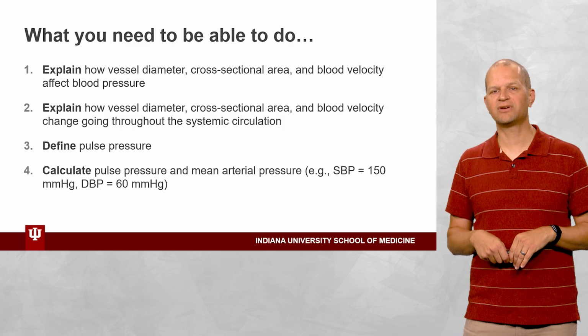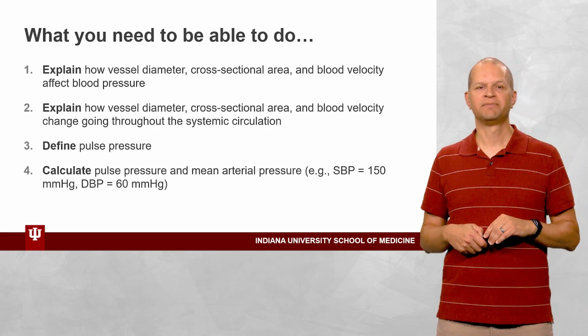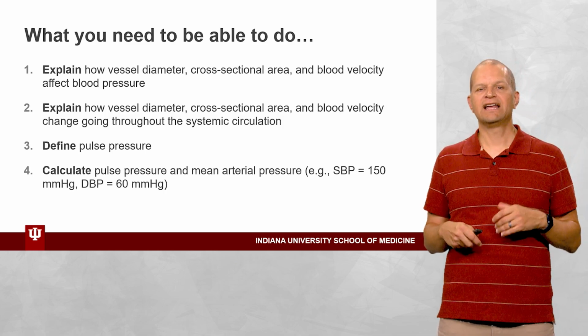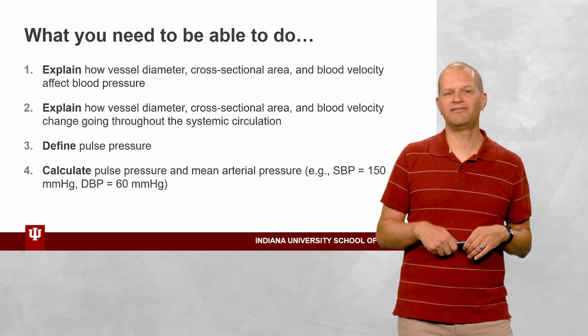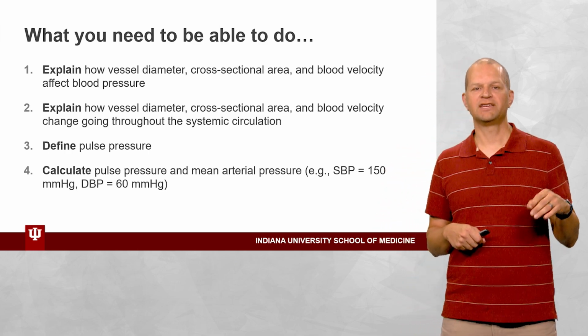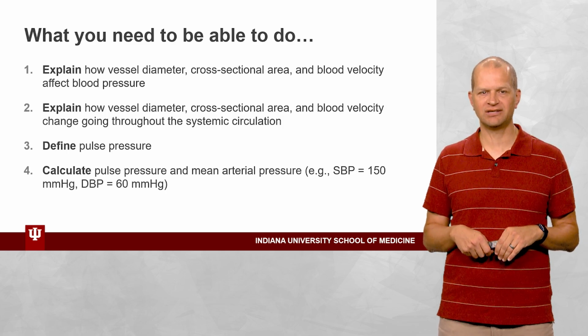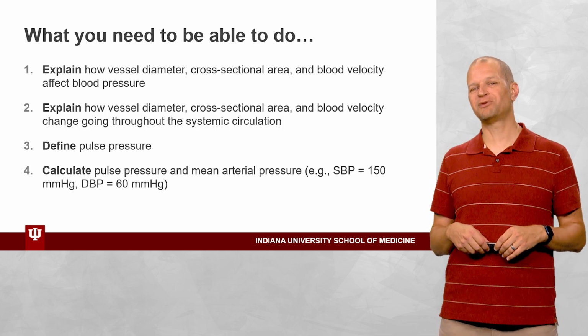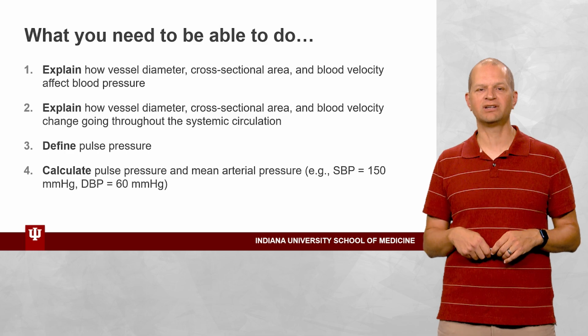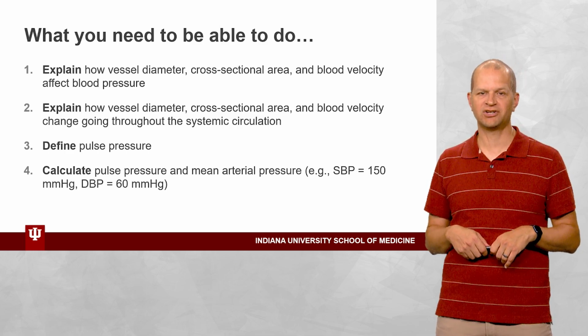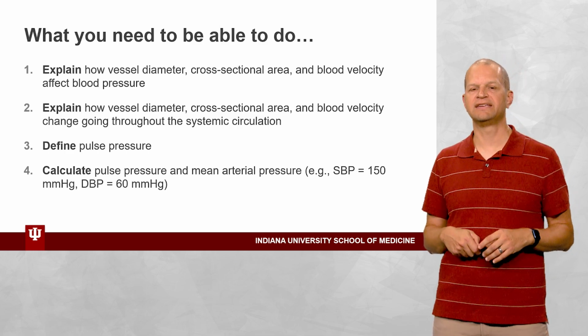So at the end of this video, can you do these 4 things? Can you explain how vessel diameter, cross-sectional area, and blood velocity affect blood pressure? Can you explain how they change going throughout the systemic circulation? And these are just review questions from the previous video. Can you define pulse pressure? And can you calculate pulse pressure or mean arterial pressure given these values here?